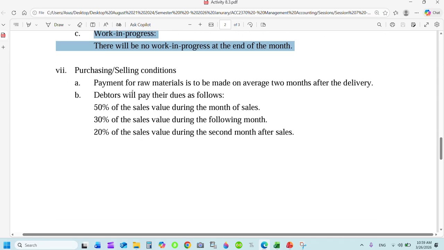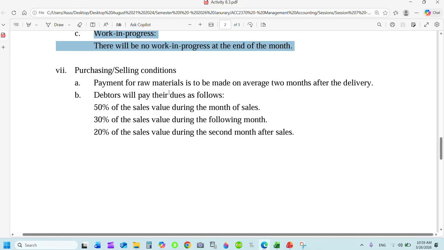Then purchase and sales conditions. Payments for raw material are to be made on average 2 months after the delivery. That means when you purchase raw material, let's say you purchase this month, you are not going to make the payment in the same month. You pay after 2 months. So if you purchase in January, you will be making the payment not in January, not in February, but in March, right? So that's how payment is made for the purchase of raw material.